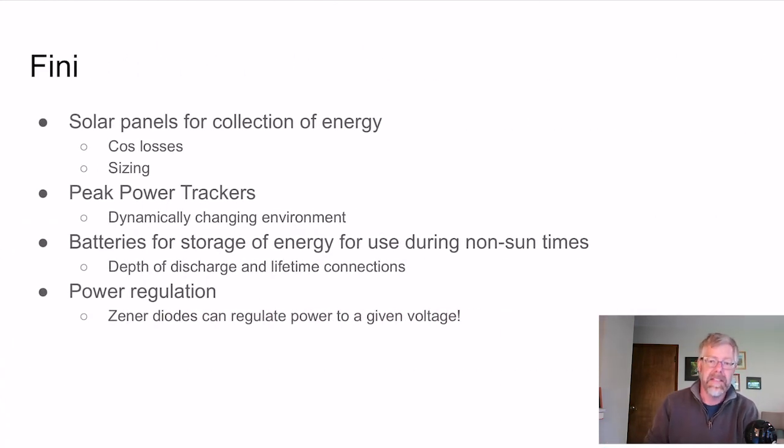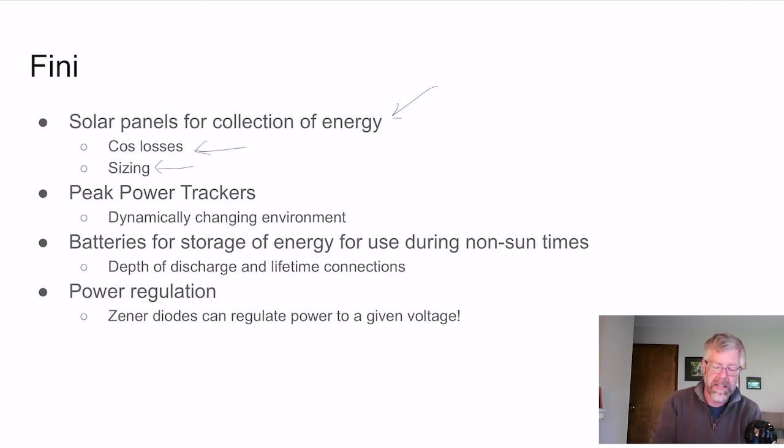All right, so that is basically the conclusion of this. We use solar panels for collecting energy. They're relatively cheap and easy to implement. There are cosine losses, which means that you usually need to have a much bigger system than you would if the solar panels were pointed at the sun all of the time. And so it's somewhat complicated to size those, but it can be done.